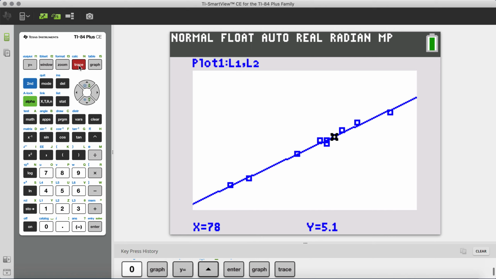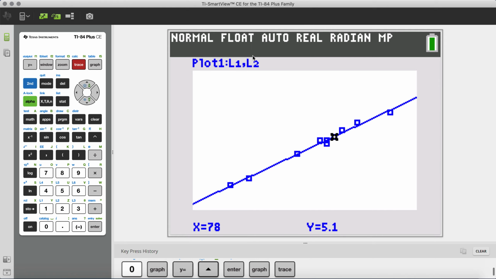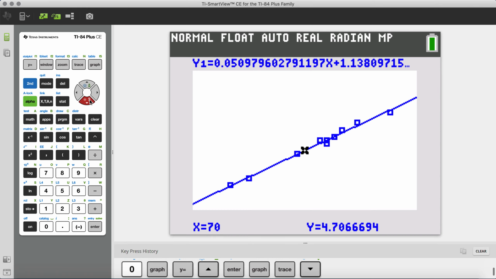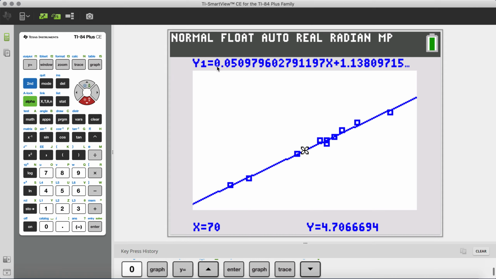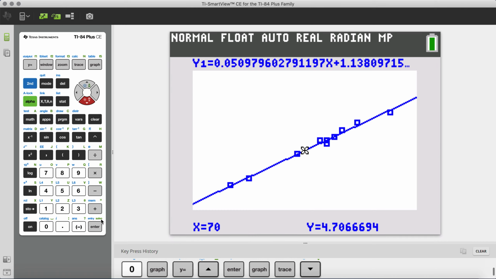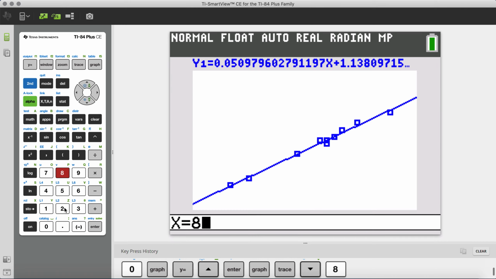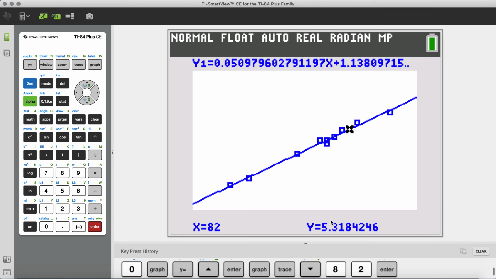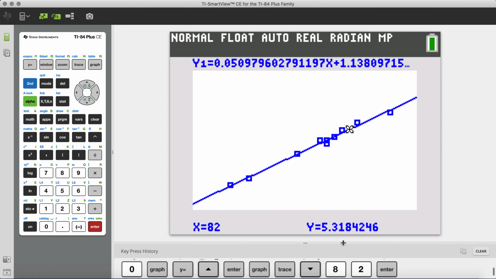It says, using your equation, what is the value when x equals 82? So we could click trace. See how it's on plot? We don't want it on plot. We want it on the linear regression. Now that we're on the linear regression, all I did was I clicked down. Okay, it took us to the linear regression. You can see right here at the top, it says y1. That's the linear regression equation. Now we can type in 82. Click enter, and then it takes us right to 82. So it says that the y value would be about 5.32.